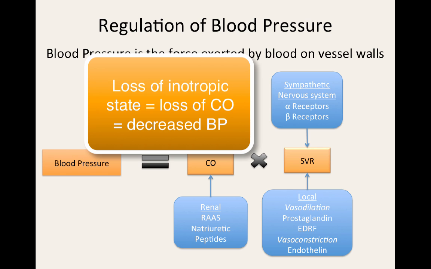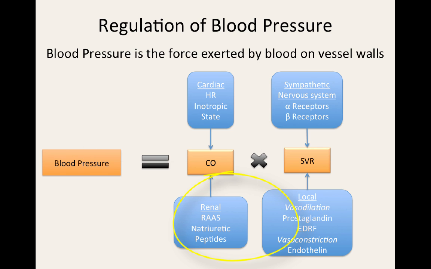On the renal side, the renal system is really important because it controls sodium excretion and extracellular fluid. The renin-angiotensin-aldosterone system plays into the regulation of sodium and water. Increased sodium and water retention is going to lead to increased venous return to the heart, so that can have an effect on cardiac output.